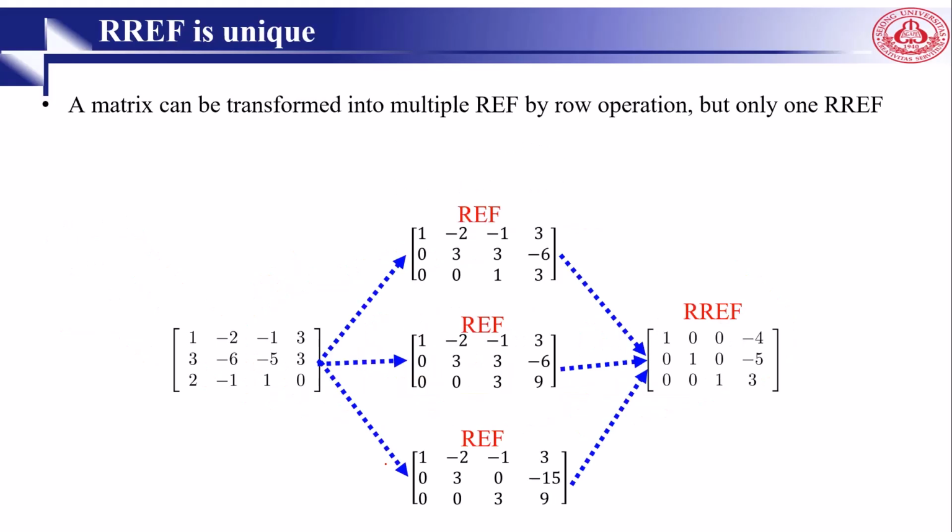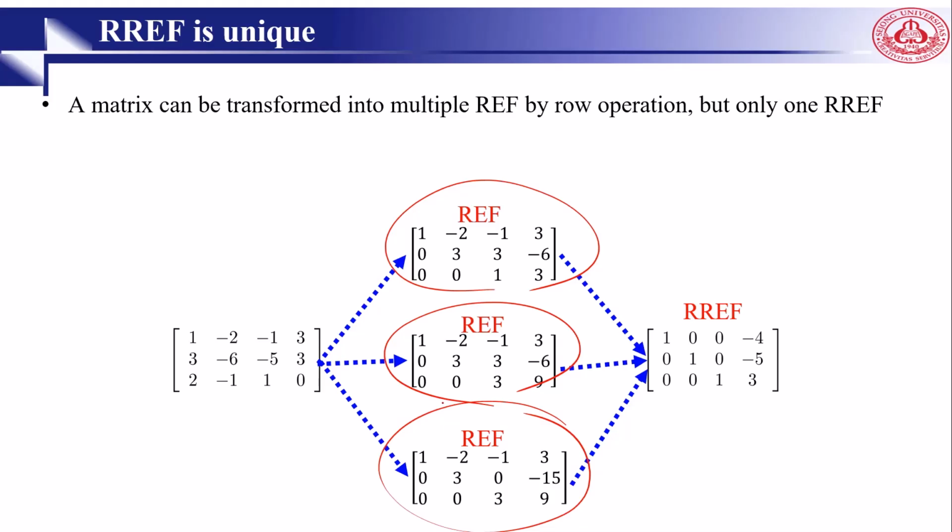You may have several results for REF. We have multiple REFs, but we can have only one RREF. RREF is the solution, you can say, because in here x1 will be minus 4, x2 will be 5, and x3 will be 3, right?